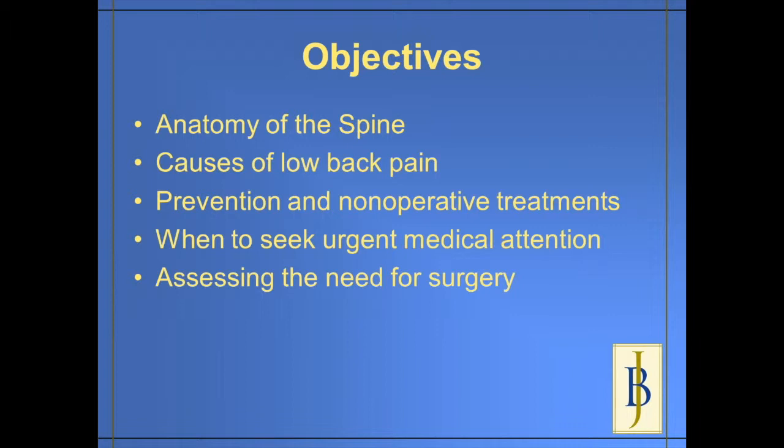So today I'm going to just talk about the technical causes of neck and back pain. And to do that, we'll talk about the anatomy of the spine, different causes. We'll talk about diagnosis and then treatment plans. It includes prevention, non-operative treatment, when to seek urgent medical attention, and then assessing the need for surgical intervention. This is not going to be an exhaustive list of all the possible diagnoses. The main goal is mainly to arm you with knowledge so that you can get better no matter what doctor's office you go to.